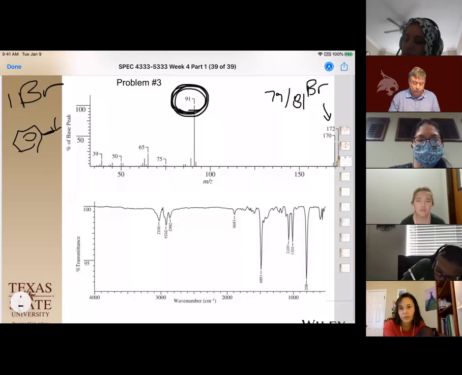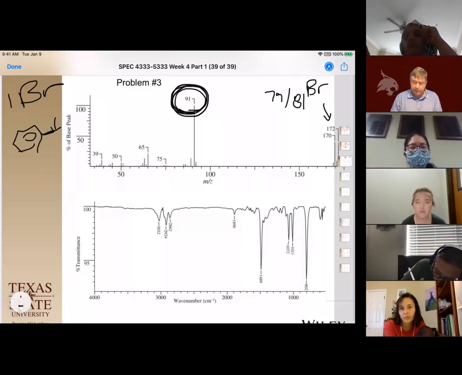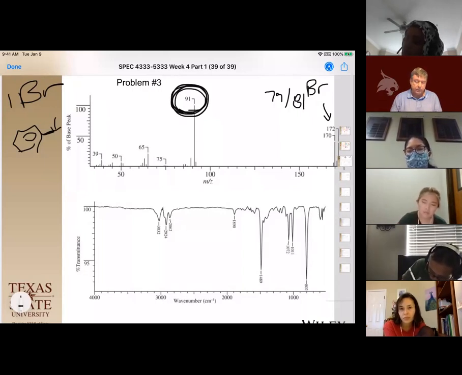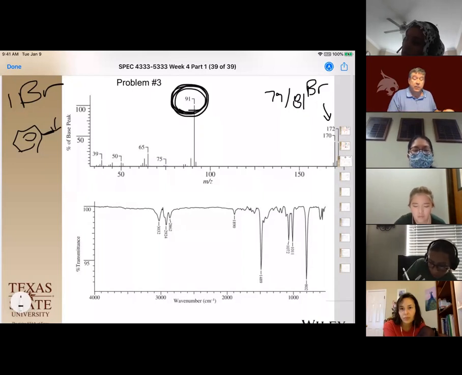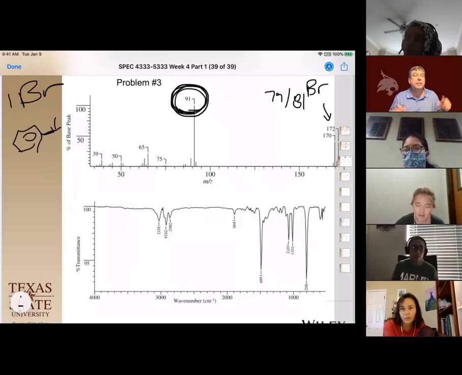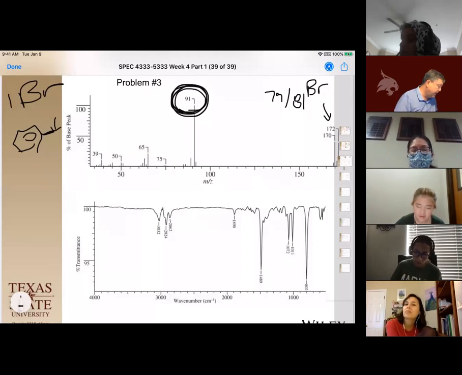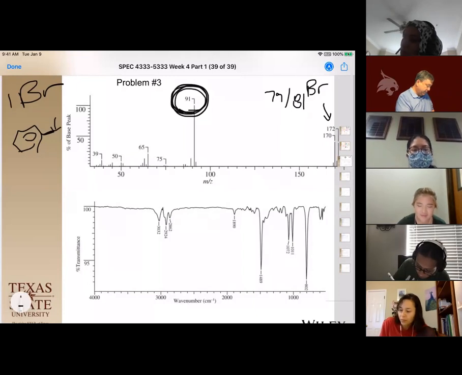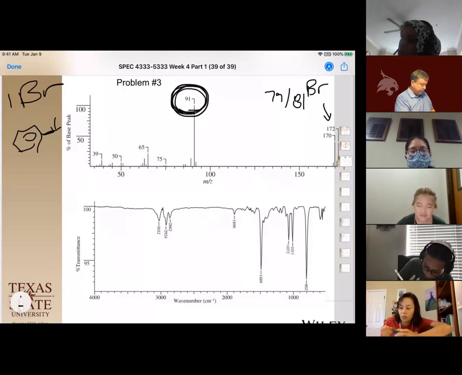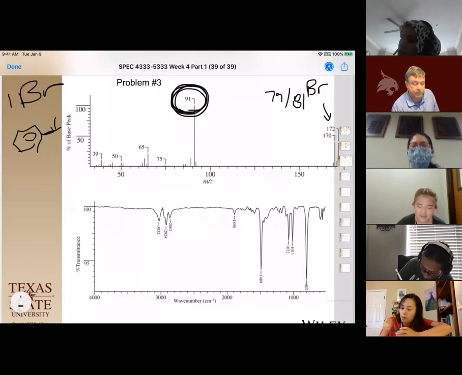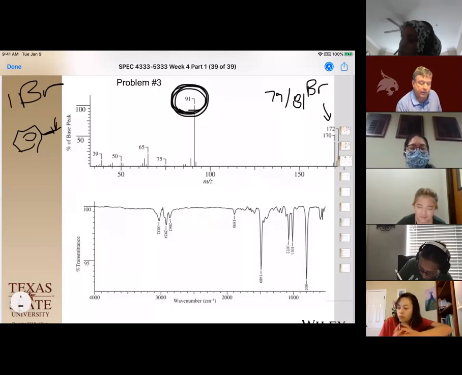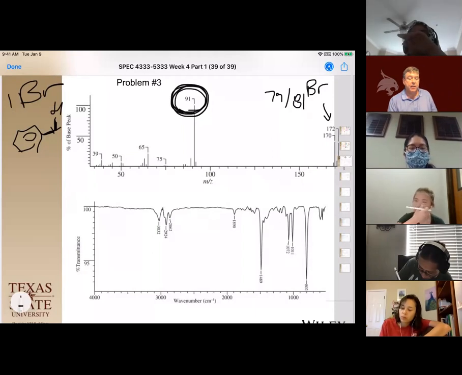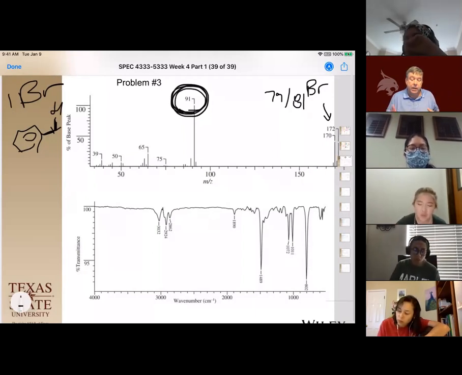So if we remove, let's see, 170 minus 79 is equal to 91. So that's the peak we get, is 91. So that means our main fragment is 91. And if we look at our 91, it should be a C7H7, or a benzene ring with a carbon and hydrogens on it. Okay, so that's probably our major fragment. So now we have bromine and that major fragment and nothing else.